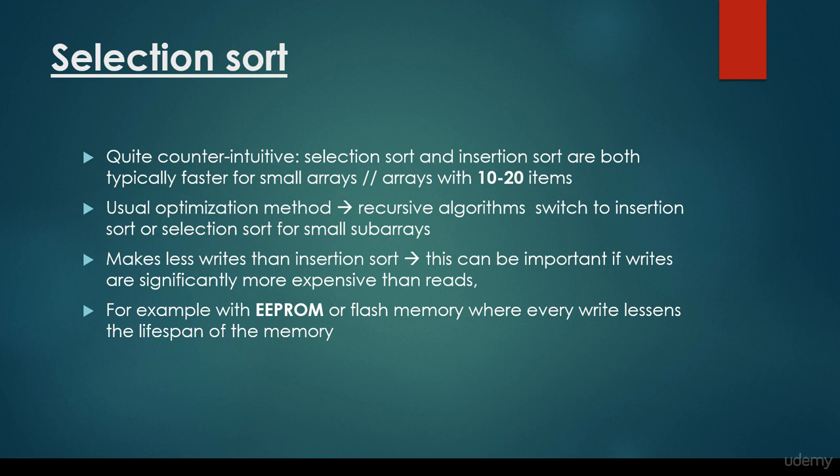Okay. Selection sort makes fewer writes than insertion sort. This can be important if writes are significantly more expensive than reads. For example, with EEPROM or flash memory, where every write lessens the lifespan of the memory. So every single sorting algorithm has of course some disadvantages, but some advantages as well. For example, selection sort makes fewer writes than insertion sort, so this is why we favor selection sort.